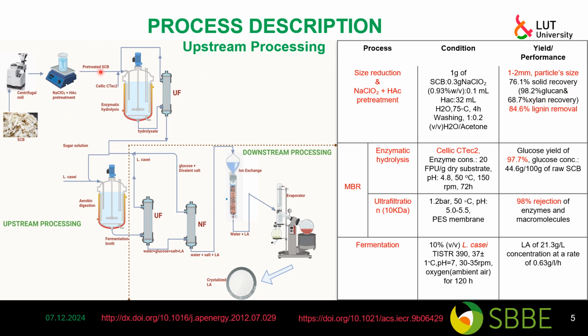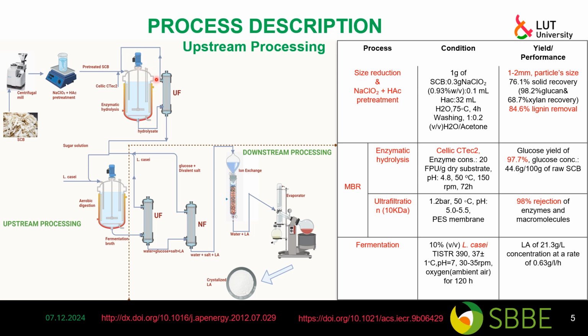So after this stage, the solid residue that is rich in cellulose and hemicellulose is now sent for the enzymatic hydrolysis. This occurs in a membrane bioreactor where we have the enzymatic hydrolysis using the commercial enzyme, which is Cellic CTec, that is comprised of cellulase and hemicellulase, degrading cellulose and hemicellulose respectively, followed by filtration using ultrafiltration that has a molecular cutoff of 10 kilodalton, is able to reject around 98% of the enzyme and macromolecules and permeate glucose with a yield of 98%.